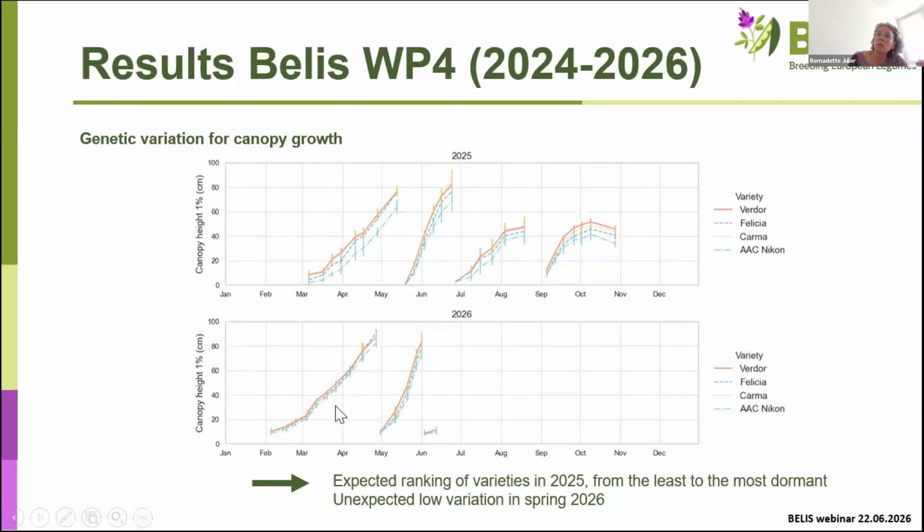This year, we also have these curves of canopy height growth, but we have little variation among varieties. We don't know why, even if we have had a very, very early onset of growing this year because of hot, mild temperatures at the end of winter.